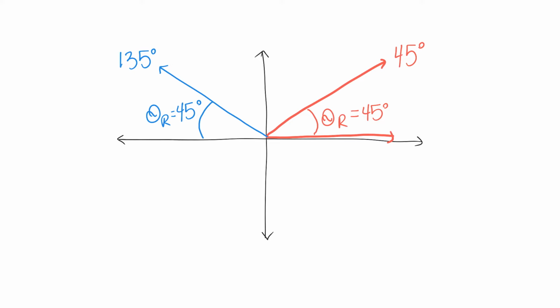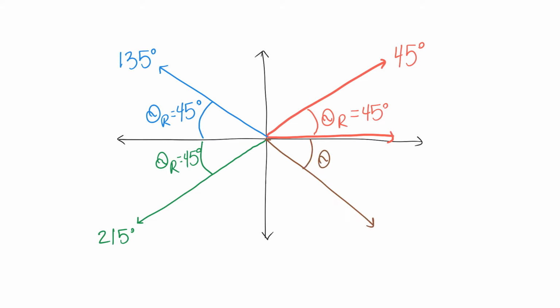Down here in quadrant 3, we can draw another angle with a reference angle of 45. And it's going to be 45 above 180, right? So what is this going to be? This is going to be a 225 degree angle. And then finally over here in quadrant 4, there's yet one more angle that also has a reference angle of 45. And that angle is 45 less than 360. So this is going to be 315.